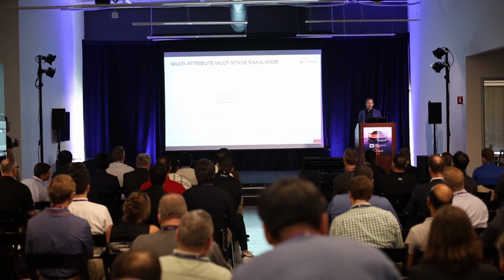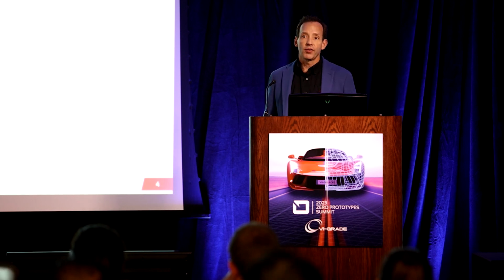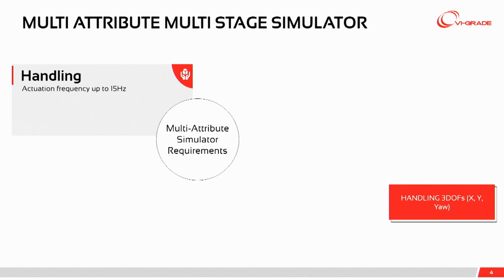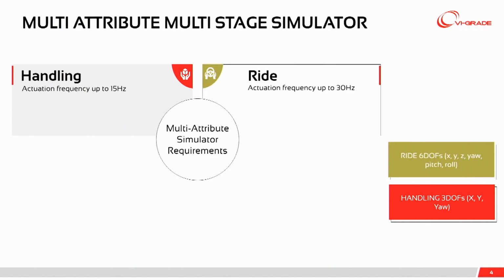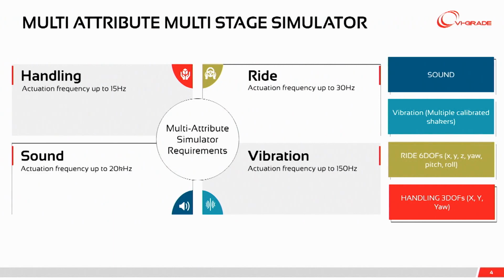When we look at how to build a multi-attribute simulator to cover this full frequency range, it's useful to look at the various stages that comprise the overall experience. We can look at handling, which is primarily 3 degrees of freedom up to about 15 hertz. That's the overall behavior of the vehicle. Then we have ride, which is 6 degrees of freedom up to about 30 hertz. Overlapping these is the vibration that goes up to about 150 hertz. On top of that is the sound that goes from about 20 hertz to 20 kilohertz. Again, all these things overlap one another.